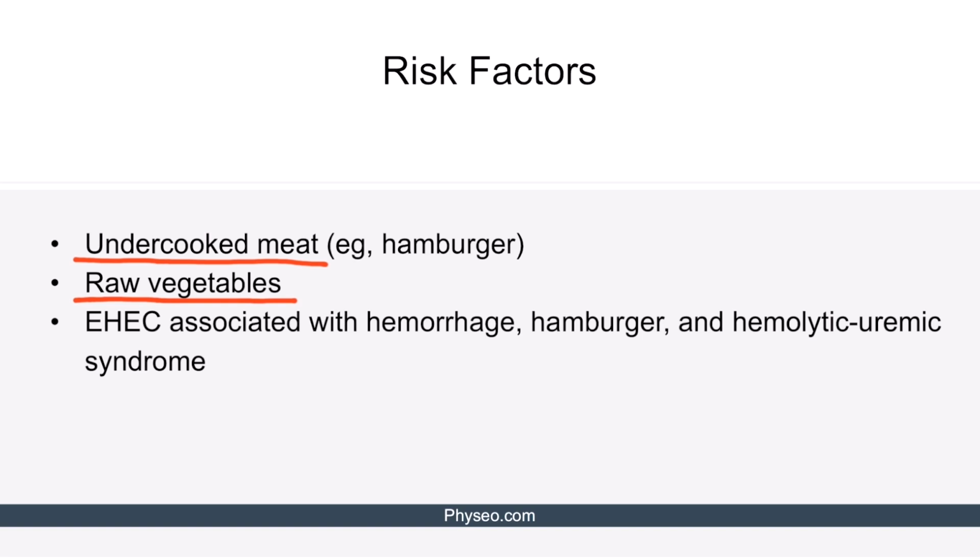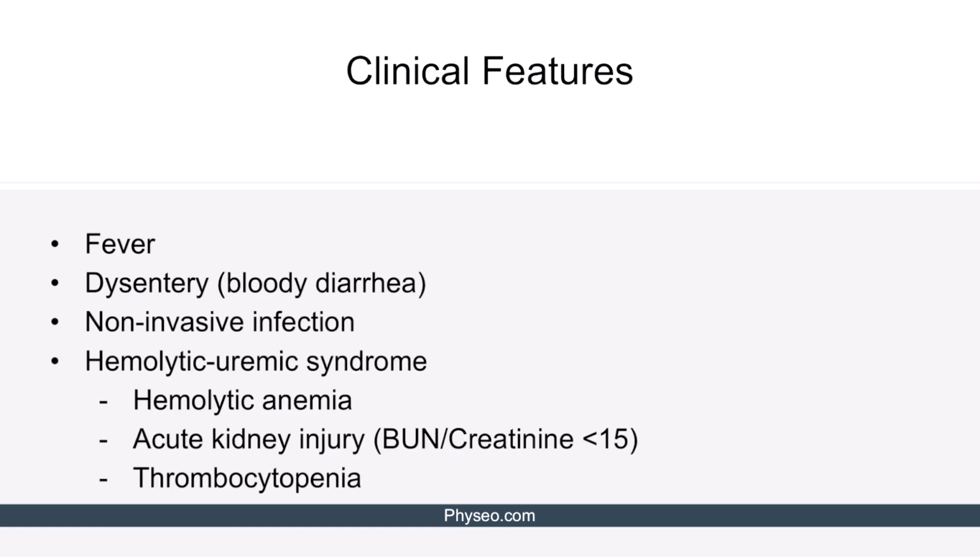Now, risk factors and diseases caused by EHEC are commonly remembered by the following mnemonic. EHEC. It's associated with hemorrhage and hamburgers and hemolytic uremic syndrome, all of which start with H. Now let's discuss the clinical features of EHEC-induced diseases. Since we're talking about infection, fever is one of the most prominent clinical features, and it's pretty intuitive. As we already mentioned on one of the previous slides, EHEC causes dysentery, that is, bloody diarrhea.